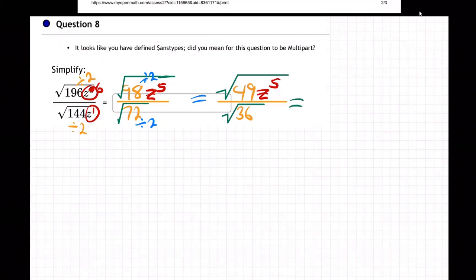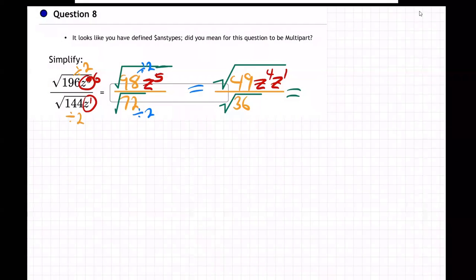Well, actually, I should rewrite this Z to the 5th. You remember what we do with odd powers? We make them even with 1 more. Anytime you have an odd power, make it even with 1 more, because 4 plus 1 is still 5. And now the square root of 49, that's just 7 on the top. Square root of 36, that's just 6 on the bottom. So you just root those numbers.